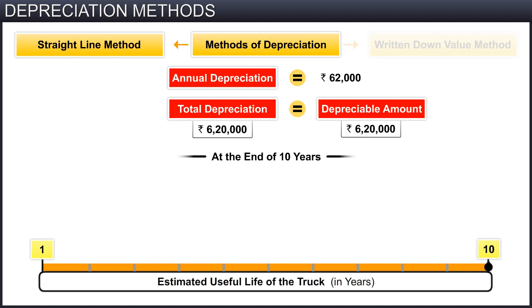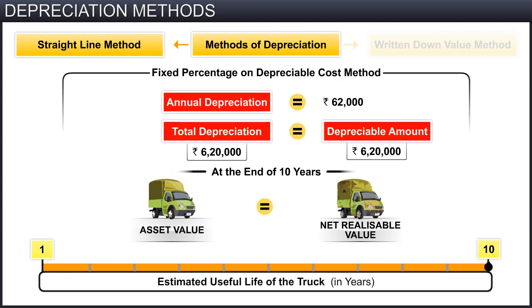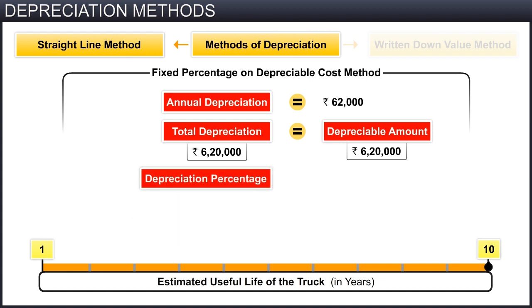At the end of 10 years, the asset value will be equal to its net realizable value, which will be 80,000 rupees. Furthermore, this method is also called the fixed percentage on depreciable cost method. This is because the depreciation percentage remains the same throughout the life of the asset.